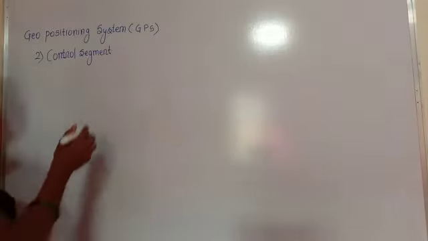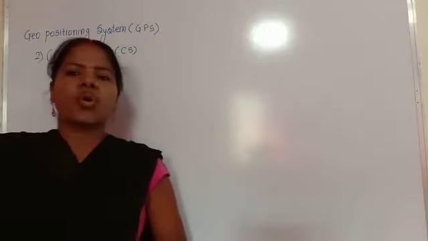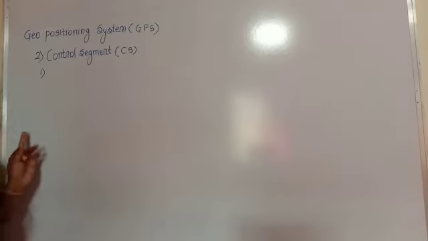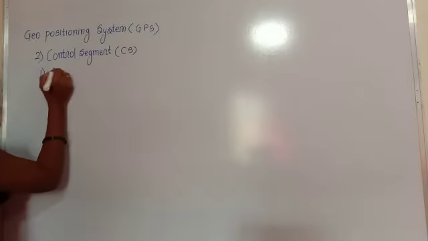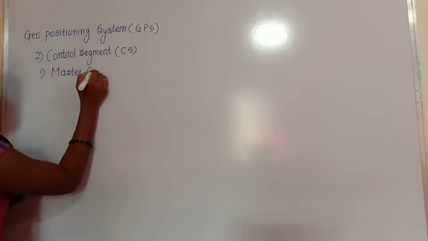Next is the second part. The second part of the GPS system is the control segment, shortcut CS. This control segment is composed of four types of parts. First is the master control segment.